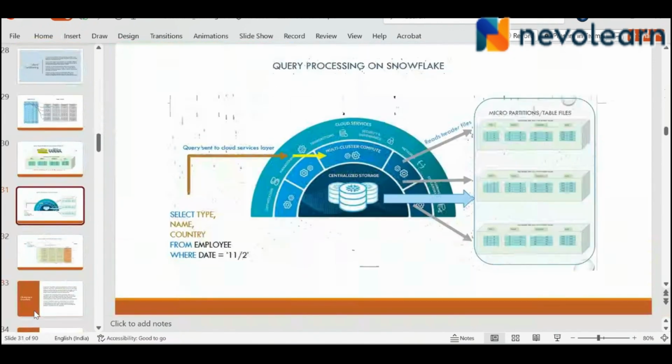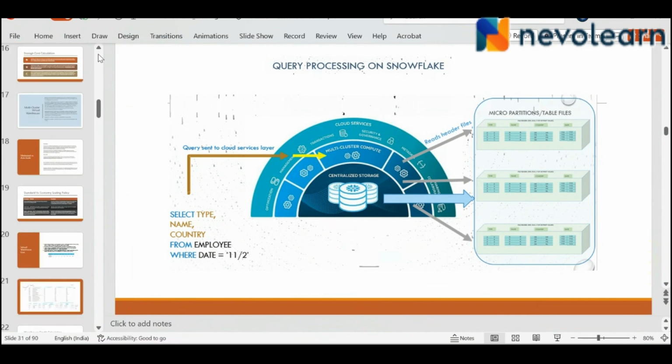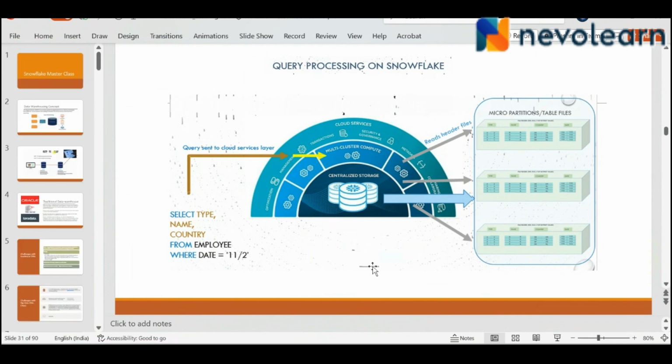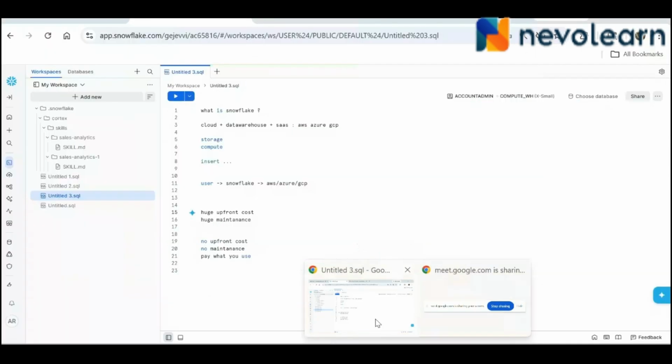We will discuss in our session how the query is processed through the layers. I will discuss this architecture part again in the coming sessions. As of now, just understand there are 3 layers, and these are the 3 layers we are working on.